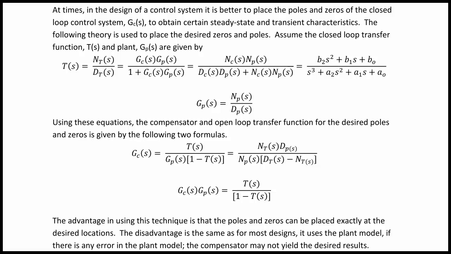So using these equations, the compensator and open loop transfer function for the desired poles and zeros is given by the following formula by using algebra. So GC(s) is equal to T(s) over GP times 1 minus T(s), or in terms of the numerator and denominator, NT(s) DP(s), divided by NP(s) times the quantity DT(s) minus NT(s). Or finally, GCGP is equal to T(s) over 1 minus T(s).